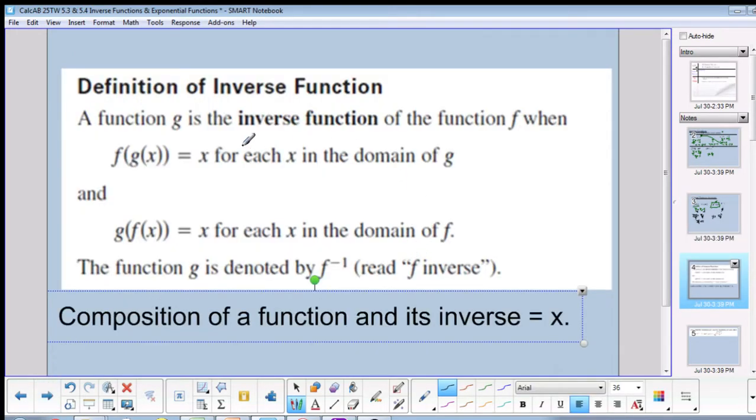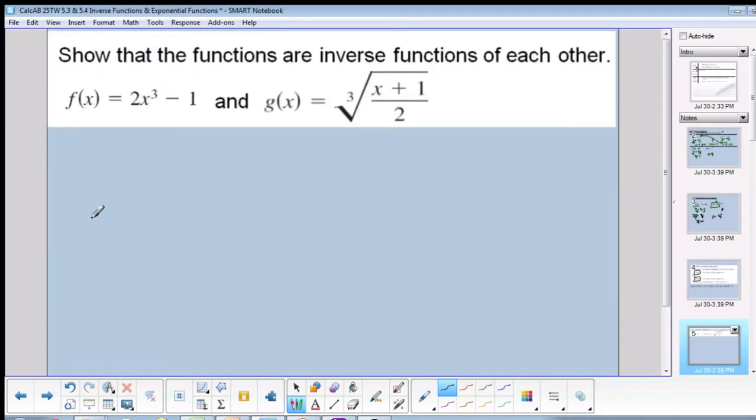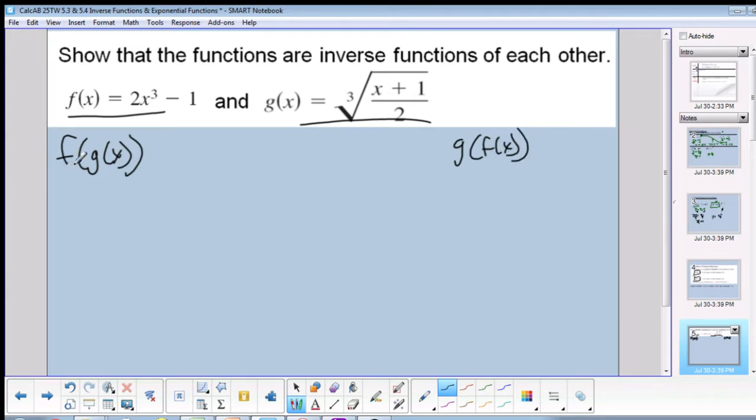So we have this fancy definition of inverse functions here. You can take the composition of two inverse functions and they'll equal x. The composition of a function and its inverse will equal x. So let's actually prove that. I have this example: f of x equals 2x cubed minus 1 and g of x equals the cube root of x plus 1 over 2. We have to prove these functions are inverses, so it's got to work both ways. I've got to take f of g of x and also g of f of x. Let's do f of g of x first.